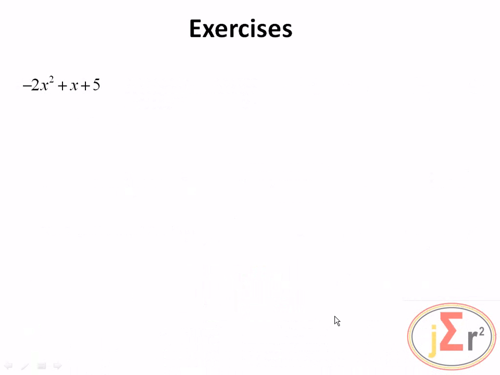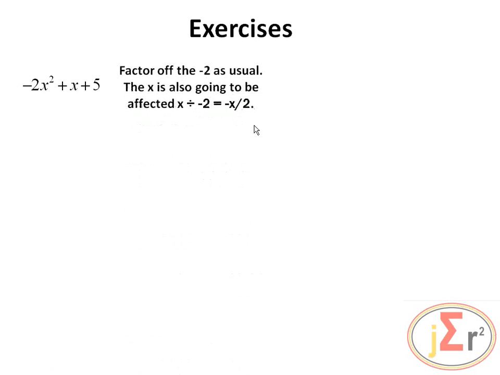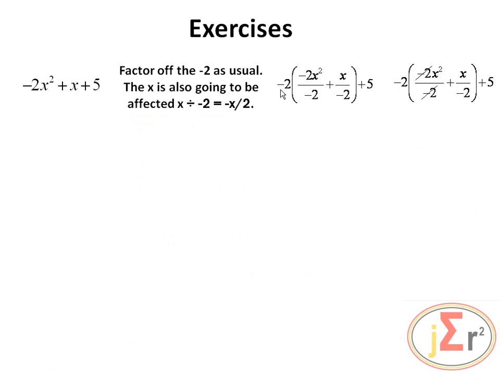The time is just right now for our final example. So we're going to factor off a negative 2 as usual. The x is also going to be affected, so x divided by negative 2 is negative x over 2. We're showing our basic factorization. Of course, we're not going to use a complete factorization, because although x is common right here, we're not going to take x outside. Taking x outside would mean that we would not have any term in x squared, and hence we would not be able to factorize or complete the square.